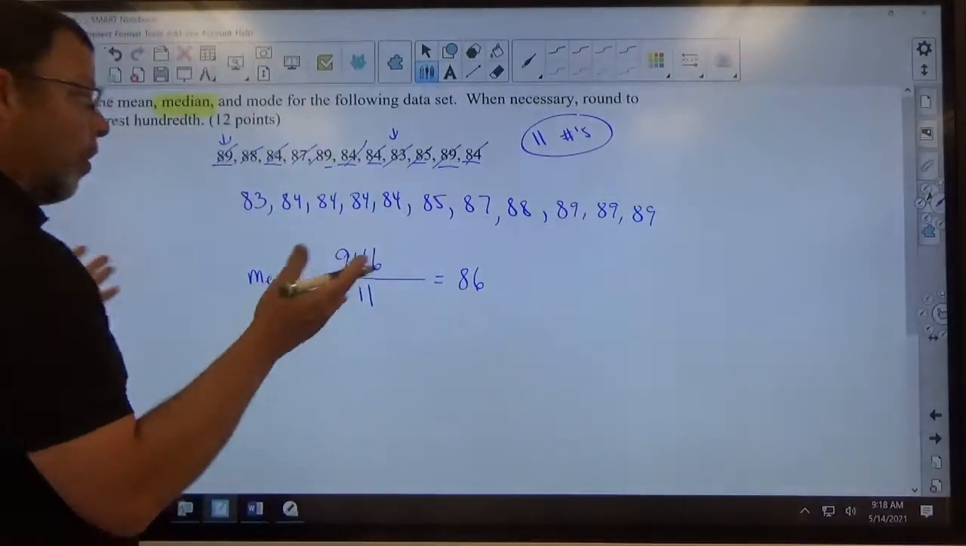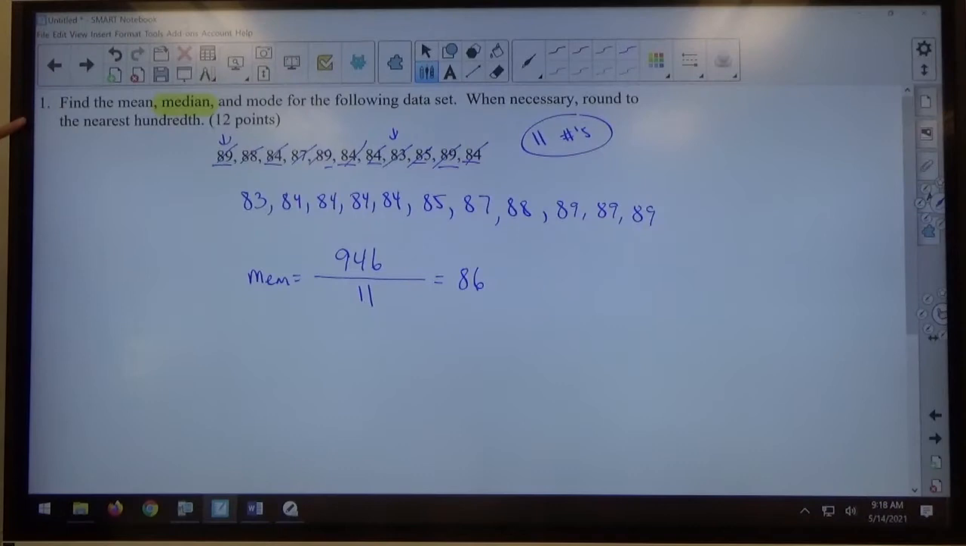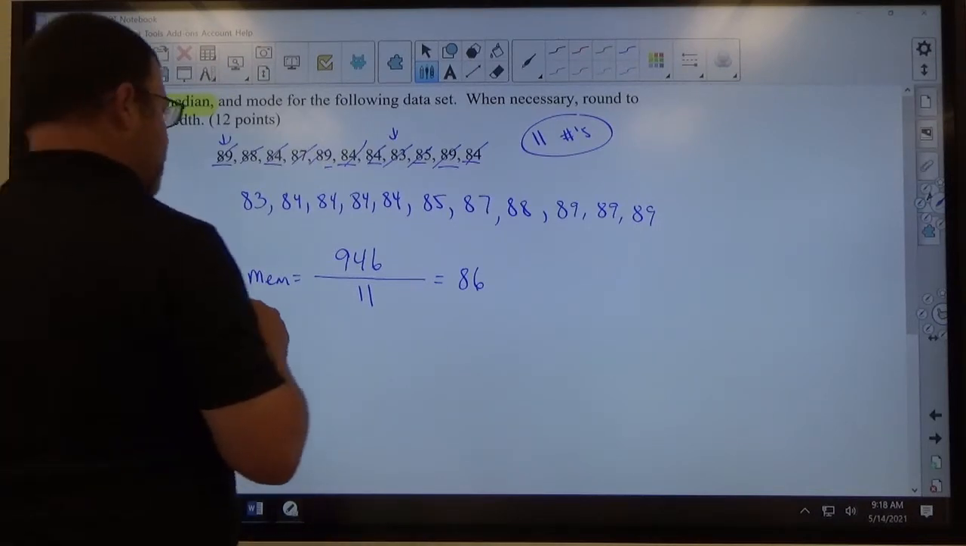Now that did come out to a whole number. It says when necessary round to the nearest hundredth. For mean, that's probably the one that will have to be rounded if necessary. This one came out nice and pretty, so it doesn't have to. So again, nearest hundredth, 2 decimal places if necessary. If not, just write down the answer. So 86 is the mean.